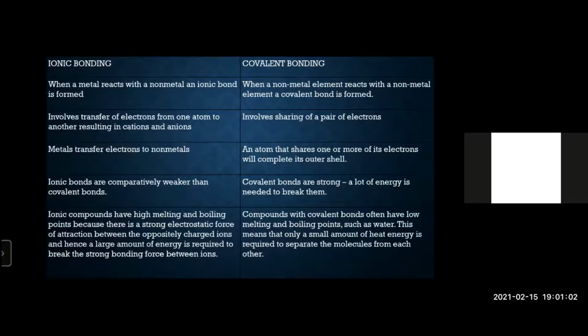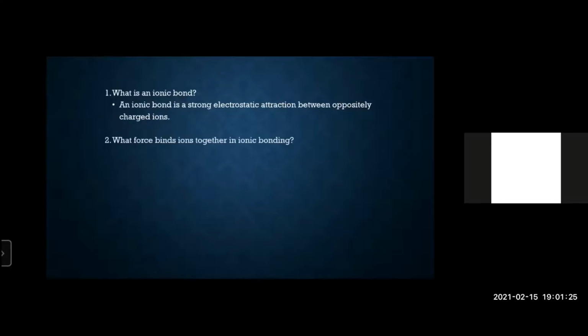In ionic bonding, the bonds that are formed are weaker than covalent bonds. However, ionic compounds have higher melting and boiling points as compared to covalent compounds, and we're going to discuss that in detail further on. So what is an ionic bond? It's a strong electrostatic attraction between anions and cations, or oppositely charged ions.